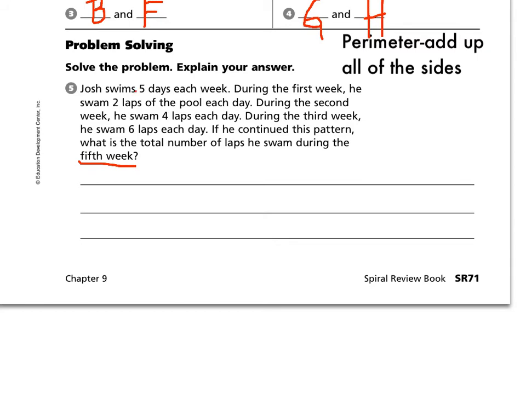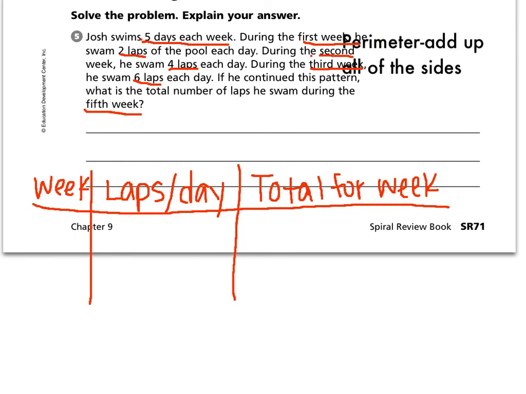I'm going to go ahead and underline he swims 5 days each week. The first week, he swam 2 laps. The second week, he swam 4 laps. The third week, he swam 6 laps. I'm going to use this information now to create a chart. My chart has the week, the laps per day, and the total for that week.